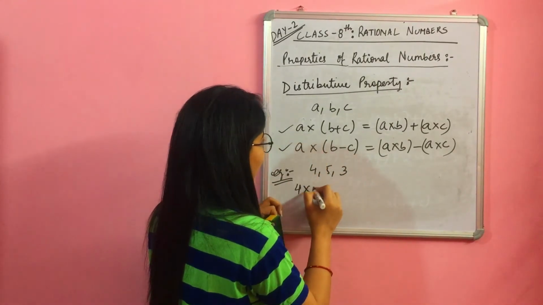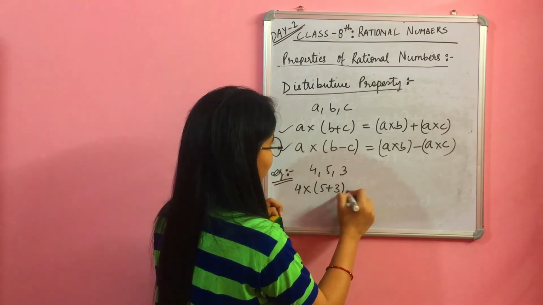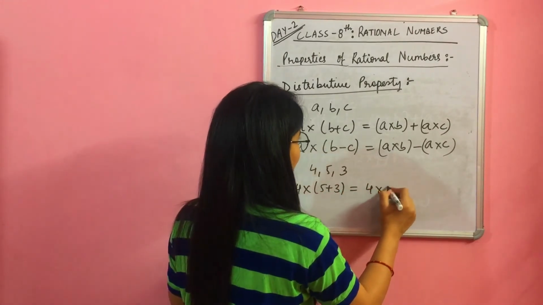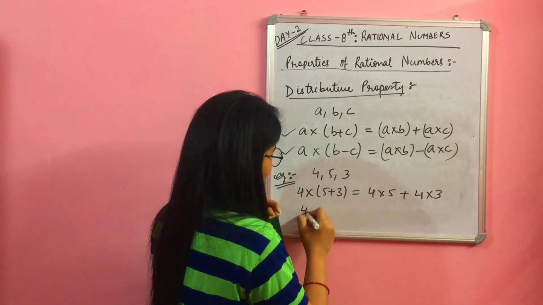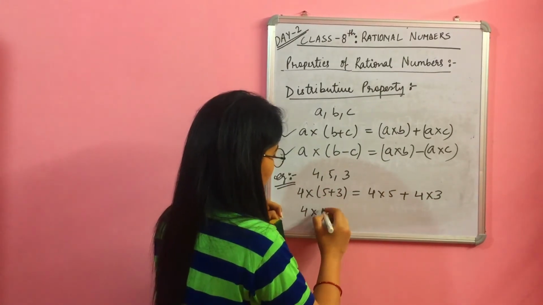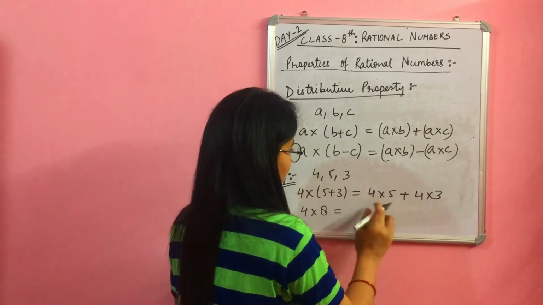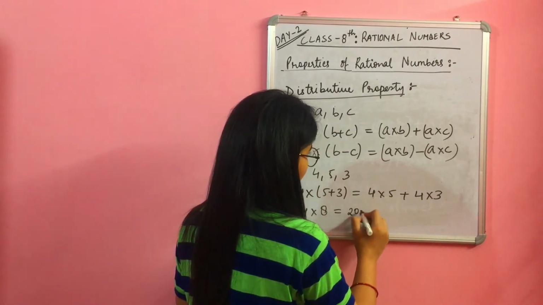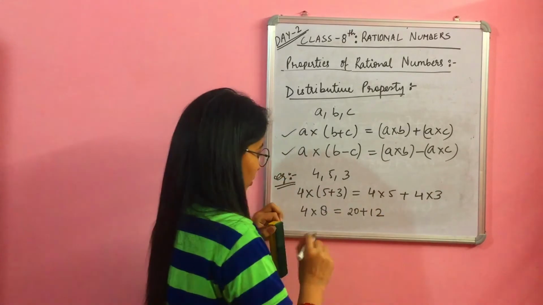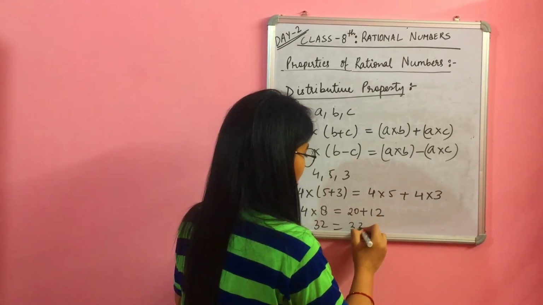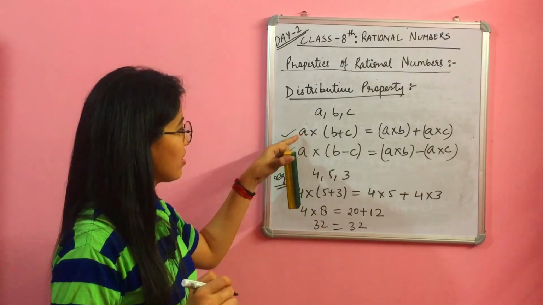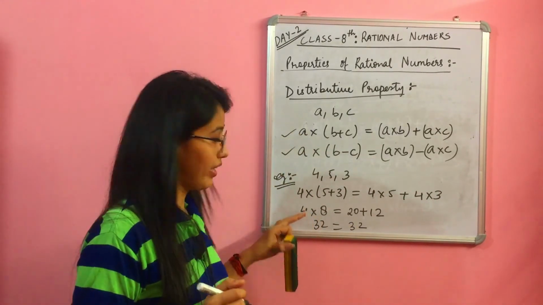This is 4 multiplied with 5 plus 3 is equal to 4 into 5 plus 4 into 3, right? So when you solve this, 4 into 5 plus 3 is 8, that is, 4 into 8. This is 4 5s are 20 plus 4 3s are 12, right? 8 4s are 32 and 12 plus 20 is also 32. So this property is satisfied, right?